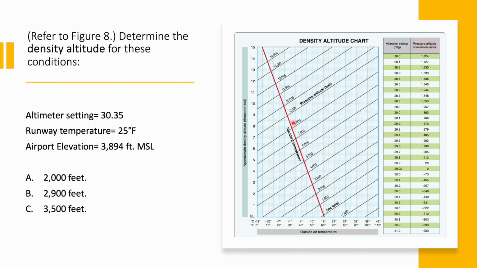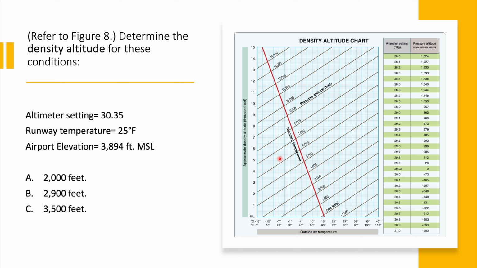I want to start with saying the right side of this table, these green columns, is only to get to your pressure altitude conversion. It says conversion factor because you either add this number to your starting altitude or you subtract it if it's a negative. The left side of this table is to get to your density altitude. So there's two steps to it. The first step is on the right, second step is on the left.